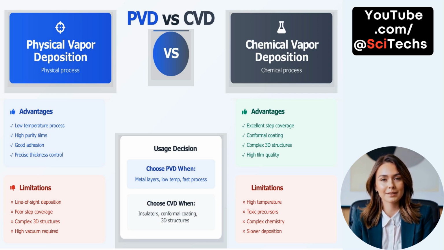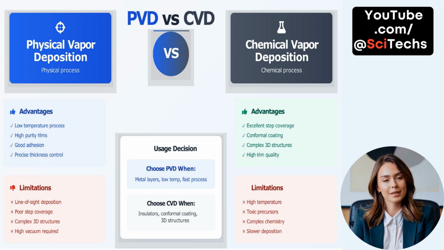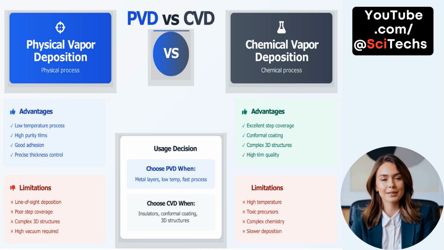On the other hand, CVD excels at step coverage and can conformally coat complex geometries, making it ideal for 3D structures. It also delivers high film quality. But CVD comes with challenges. It generally operates at high temperatures, involves toxic precursors, and requires complex chemical reactions. Additionally, CVD processes tend to have slower deposition rates. Selecting between the two depends on process requirements and material constraints.